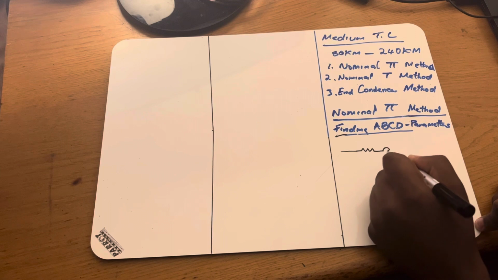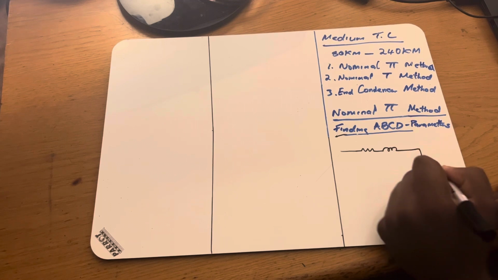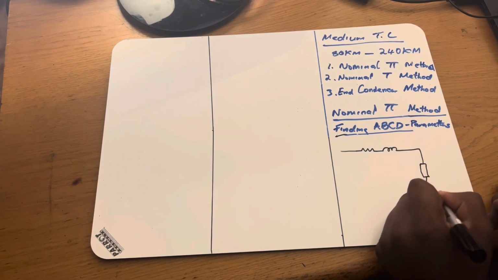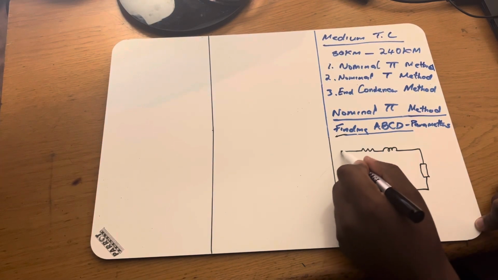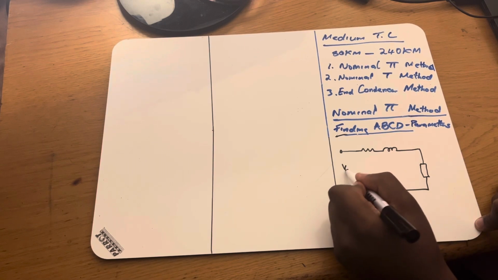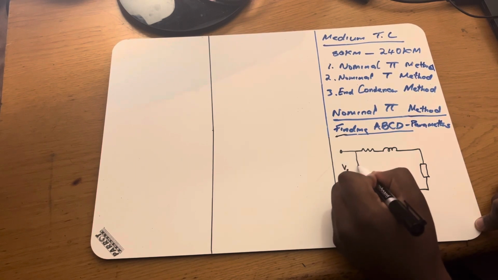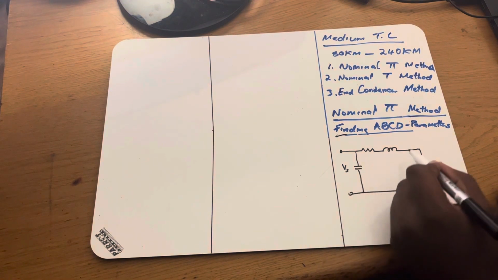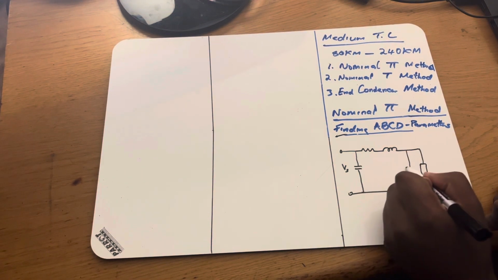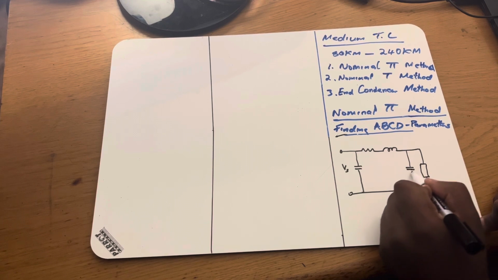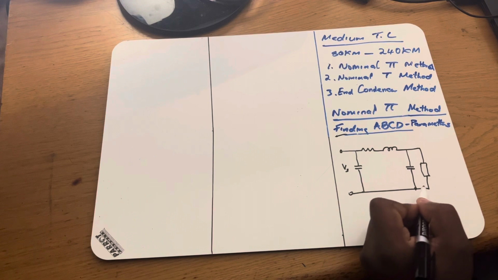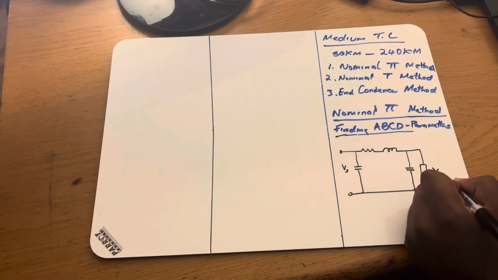Resistor, inductor, sending end, receiving end, load. Okay, so this will be the sending end, with a capacitor lumped closer to the sending end, and the other half lumped close to the receiving end. So here is the receiving end voltage.